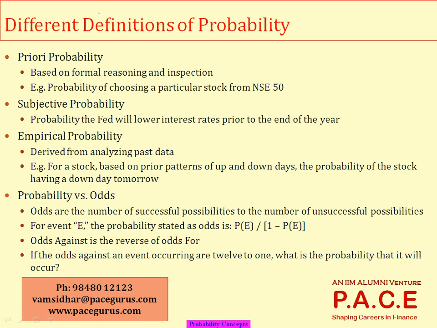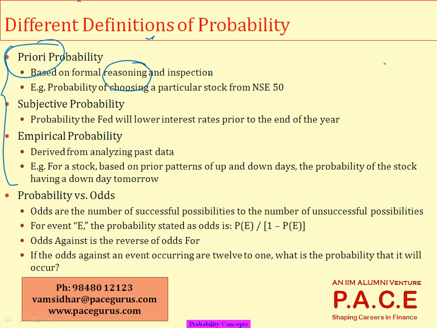Now there are three ways in which people define probability, though the broad definition is favorable outcomes by total number of outcomes. One way of deciding the probability is based on reasoning and logic, which is what is called a priori probability.